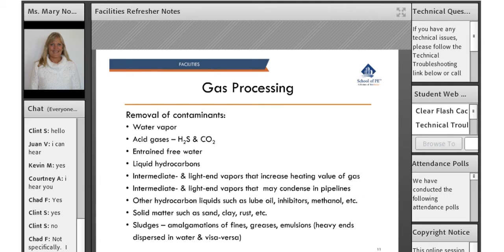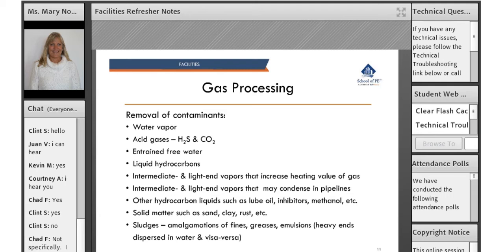We have to get rid of the acid gases, which are hydrogen sulfide and carbon dioxide, any entrained free water, and liquid hydrocarbons. And obviously, whatever you're talking about, the C5s plus, iC4, whatever it is, you can make more money if they're in the liquid form anyway. So that's important to you.